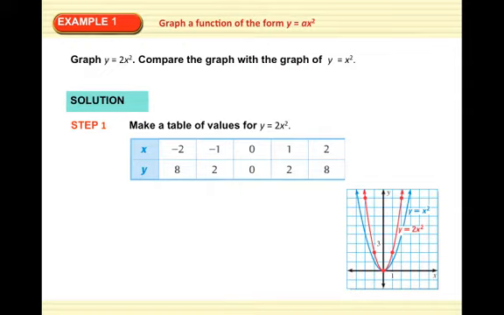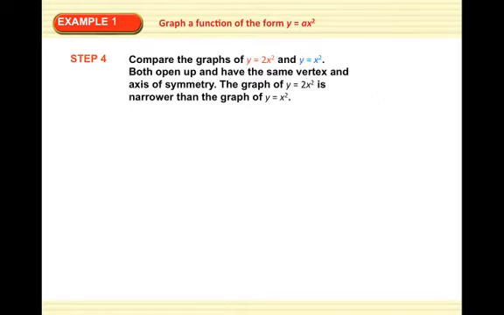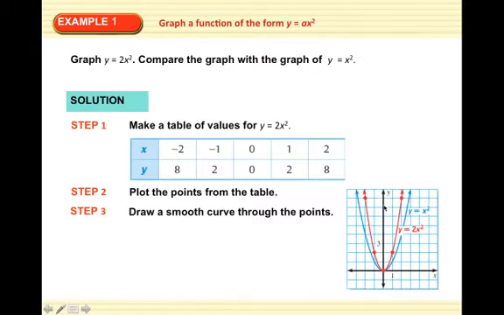Okay, so then you're going to plot the points on the table and fill in with a smooth curve, and you will get your picture of y equals 2x squared. So you can see it fits right inside y equals x squared there. So they have a lot in common. So when we're comparing them, they both open up and have the same vertex and axis of symmetry. Let's go back to that slide. You can see here that the vertex is 0, 0 for both of them. So that means the axis of symmetry is the line x equals 0. They both open up, so we can see that those are the similarities.